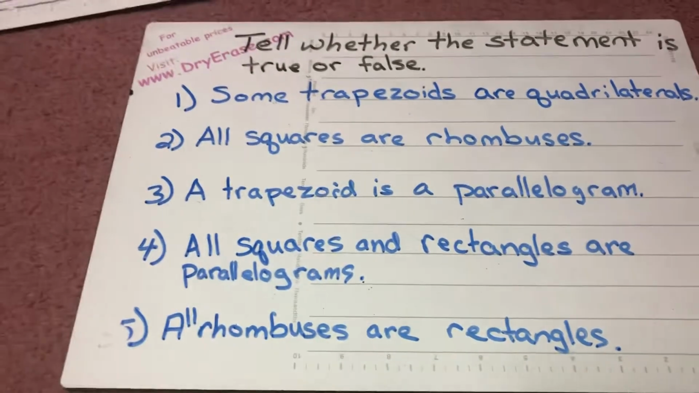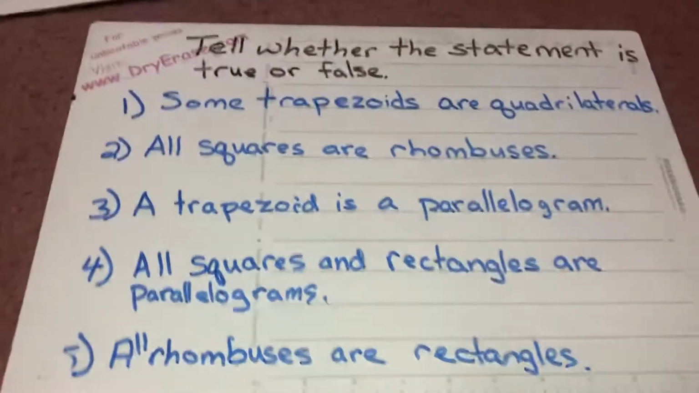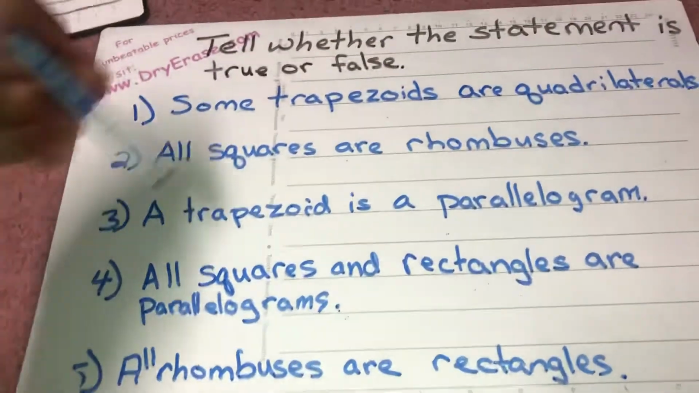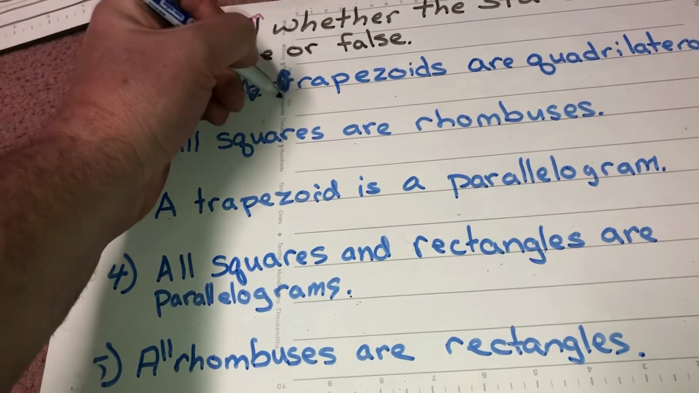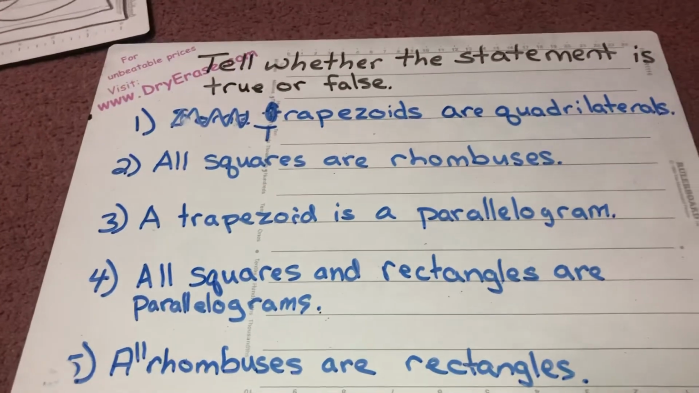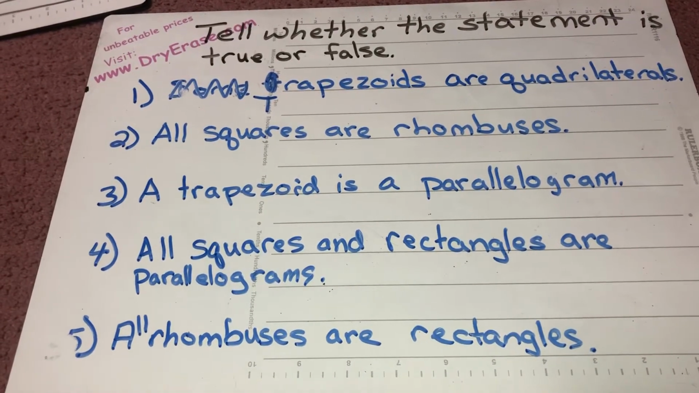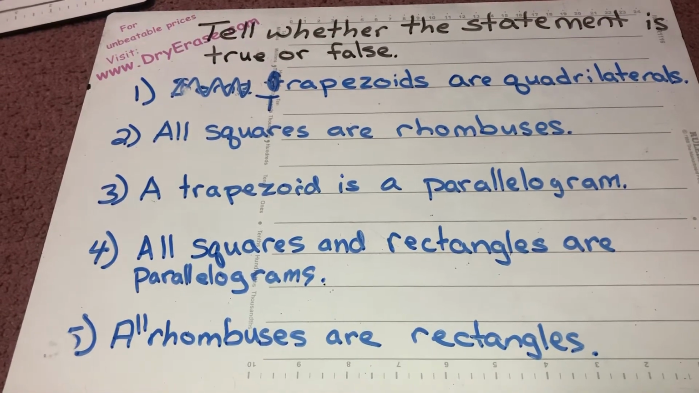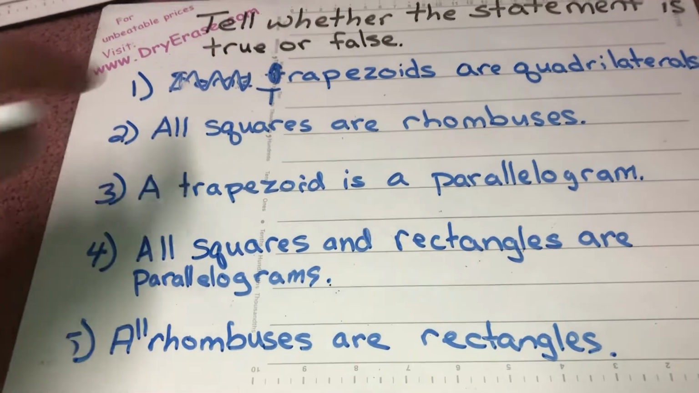Well, the first one says some trapezoids are quadrilaterals. Really, that's not a very good question. I'm going to get this word "some" out of there, because trapezoids are quadrilaterals. So yes, that is a true statement that trapezoids are, in fact, you know what?